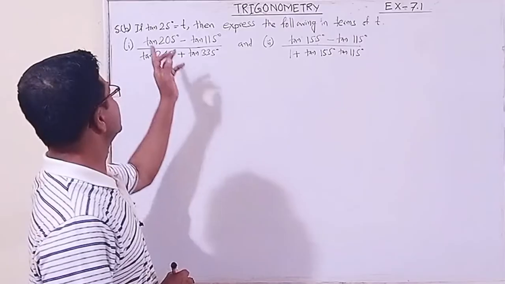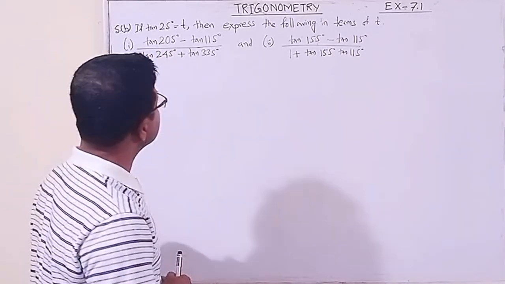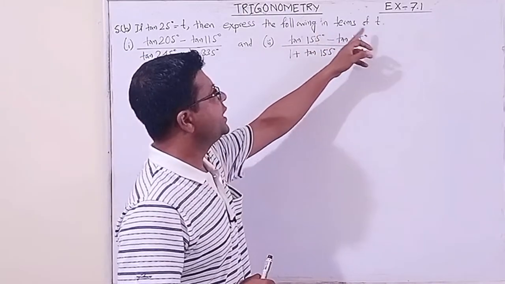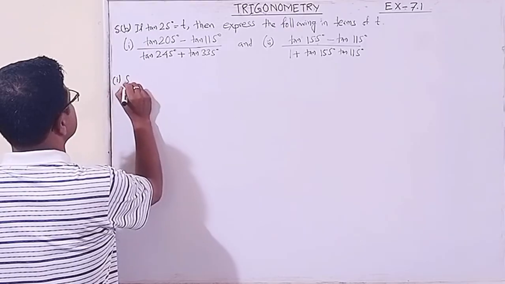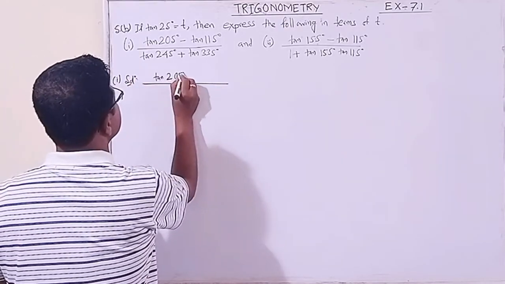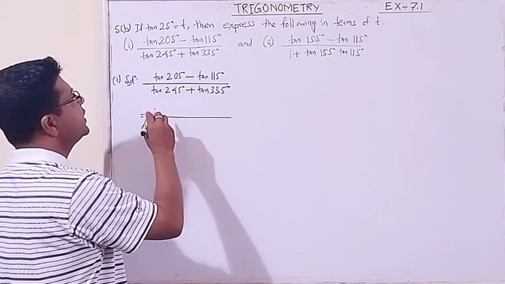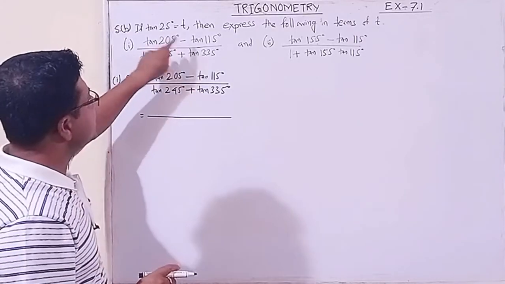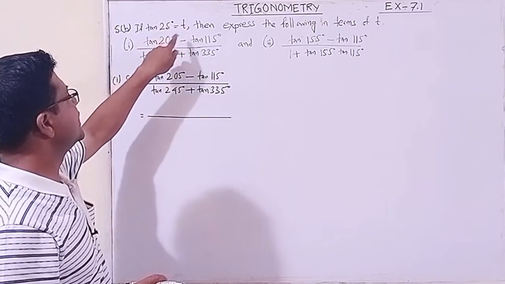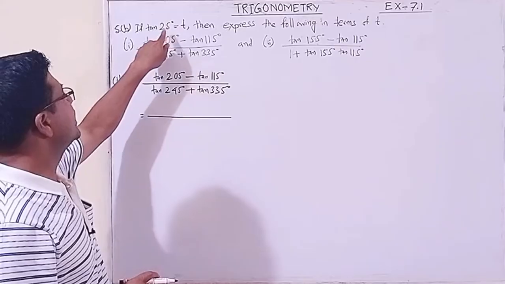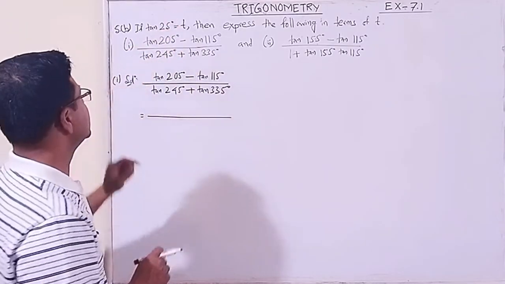My beloved students, we are in question number 5b. Let us read the question. If tan 25 degree equal to t, then express the following in terms of t. Okay, let us take the first question. Okay, dear student, you see, now the question is in terms of t we have to write. That means each term we have to convert into tan of 25 degree. Already they are in terms of tan, but we have to write this angle in terms of 25 degree. Tan 25 equal to t, that's why.